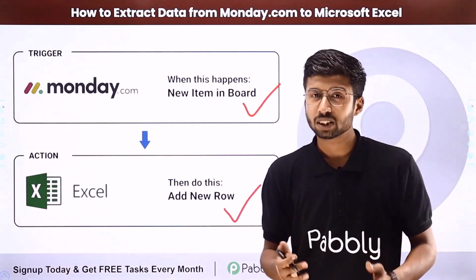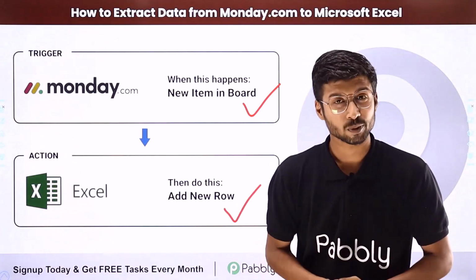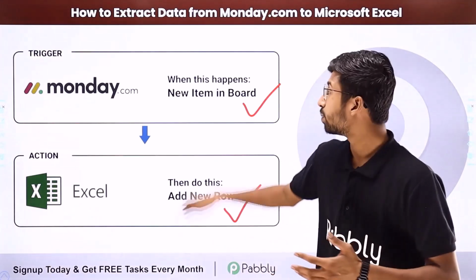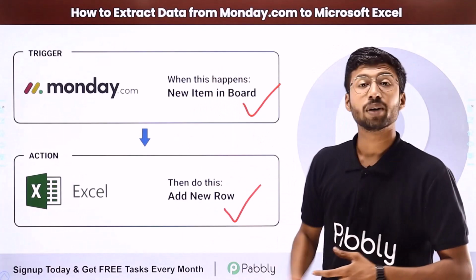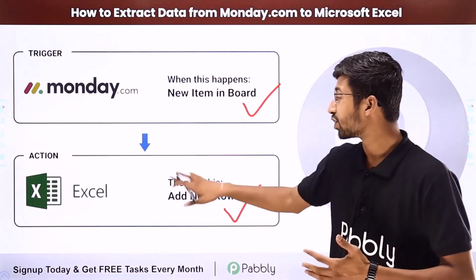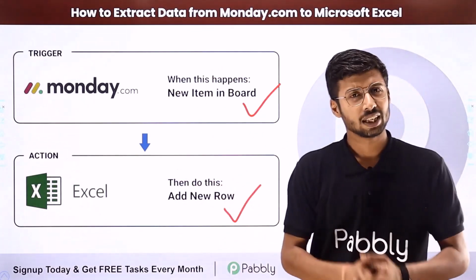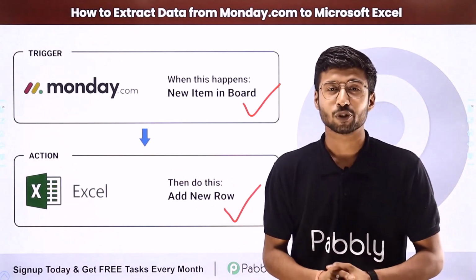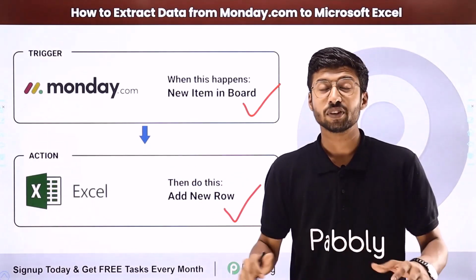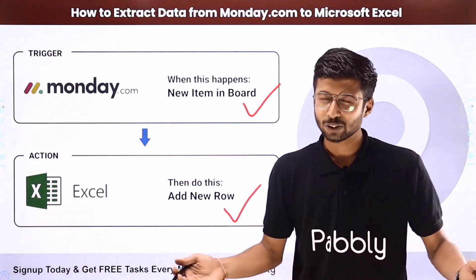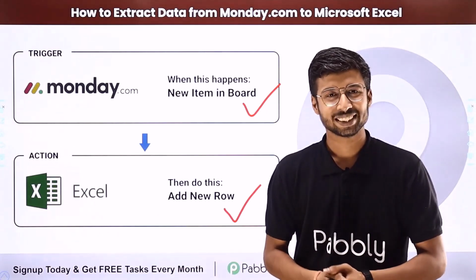And guys, I must tell you that you can completely automate this process. And the trigger of this automation will be creation of new item in monday.com. And the action will be addition of row in Microsoft Excel. Now how you can set up this automation for yourself, that too absolutely free and easily. To know this, you have to come with me to my screen.